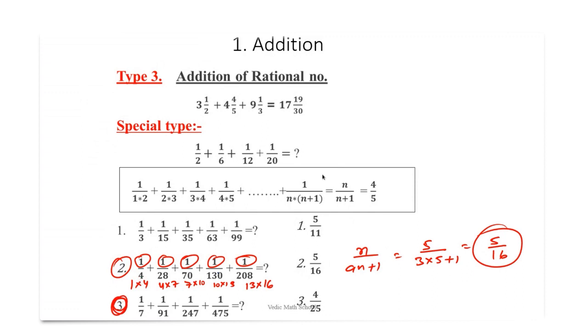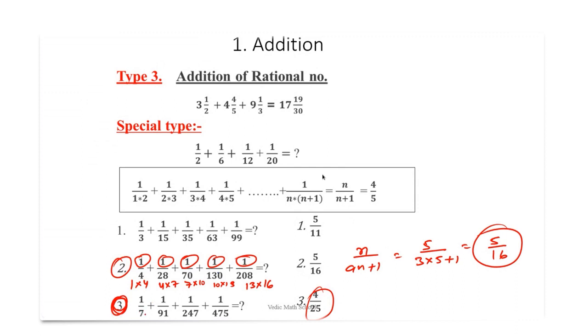Third question, everyone. 1 by 7 plus 1 by 91 plus 1 by 247 plus 1 by 475. Yes, 4. 13 minus 7, 6. 6 into 4 plus 1, 4 upon 25. Exactly. What is the answer? 4 upon 25, right? So, what is the gap here? The gap from 1 to 7 is 6.